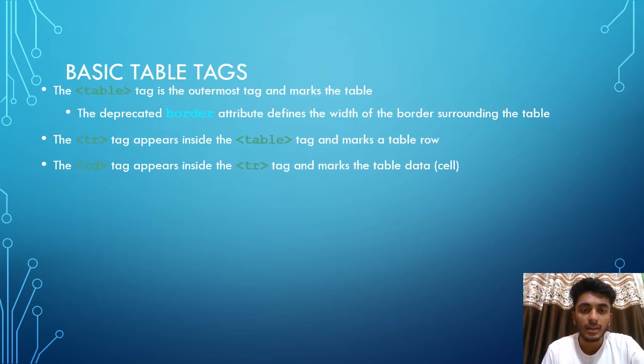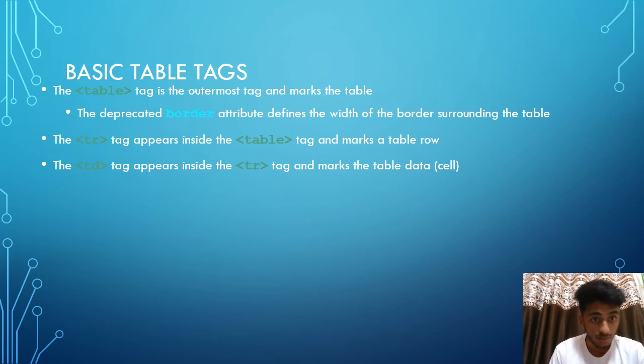So these are some of the basic table tags which we are going to learn now. The table tag is the outermost tag and marks the table. The border attribute defines the width of the border surrounding the table. The tr tag appears inside the table tag and marks a table row. A td tag appears inside the tr tag and marks the table data.